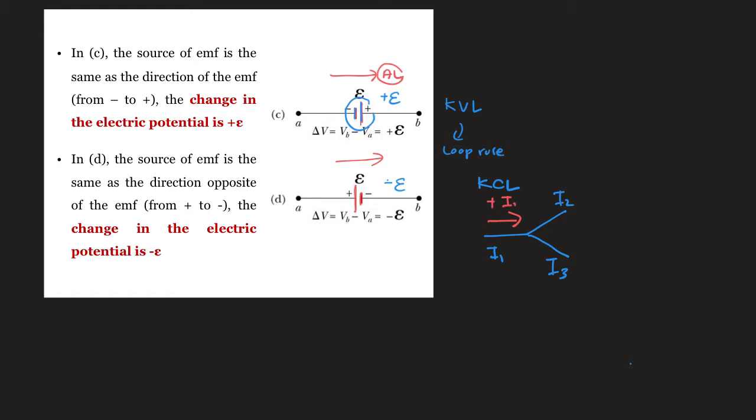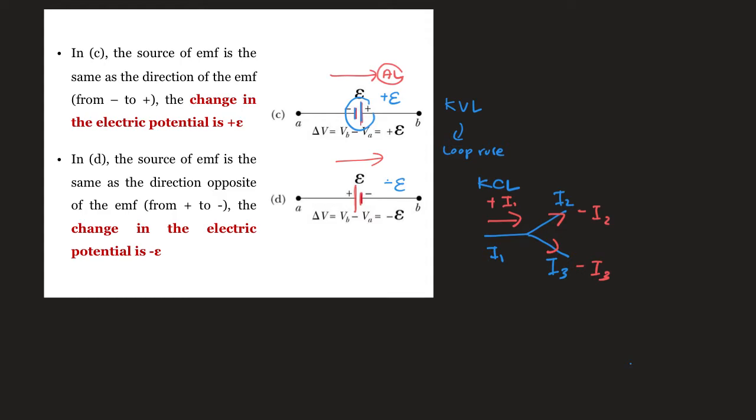Okay, and the current leaving the junction, you can put it as a negative. You can actually use the vice versa concept, where the current entering the junction is negative and the current leaving the junction is positive, and you are going to get the same answer. Because, for example like this one, we need to come up with the equation.